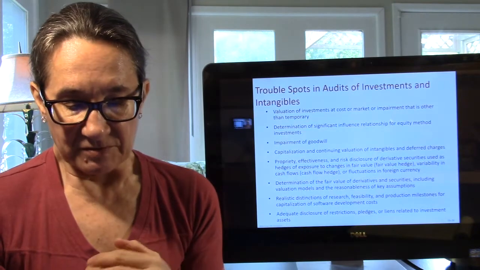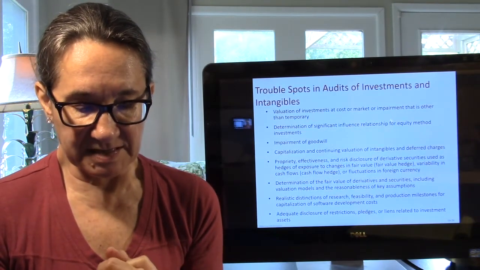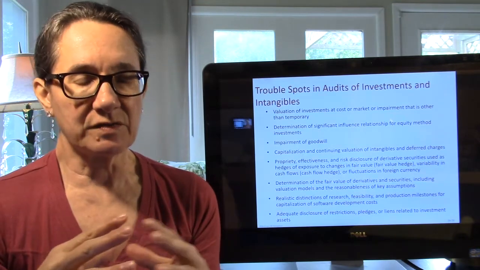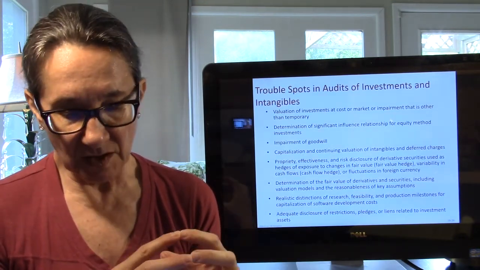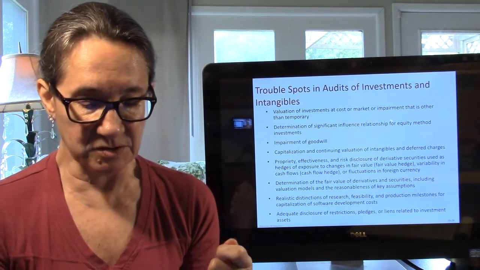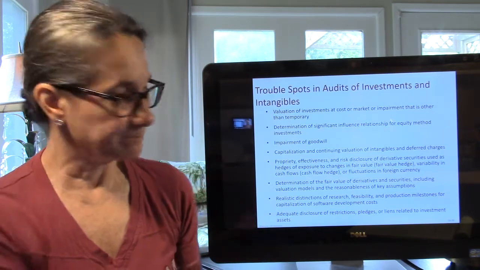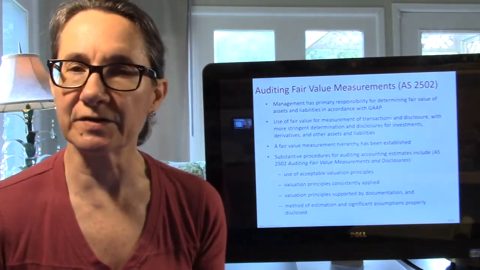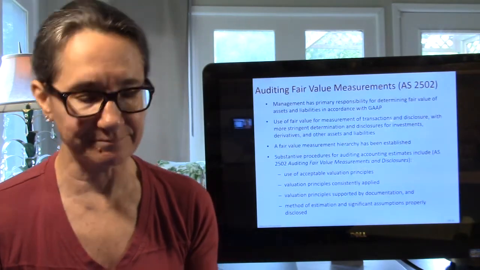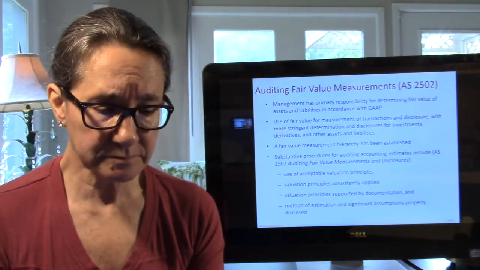Adequate disclosure of restrictions, pledges, or liens related to investment assets. So that goes to the rights and obligations. And you need to understand if they owe something on them. In other words, they're collateral. They can't just sell that asset. It's not just theirs to do what they want with.